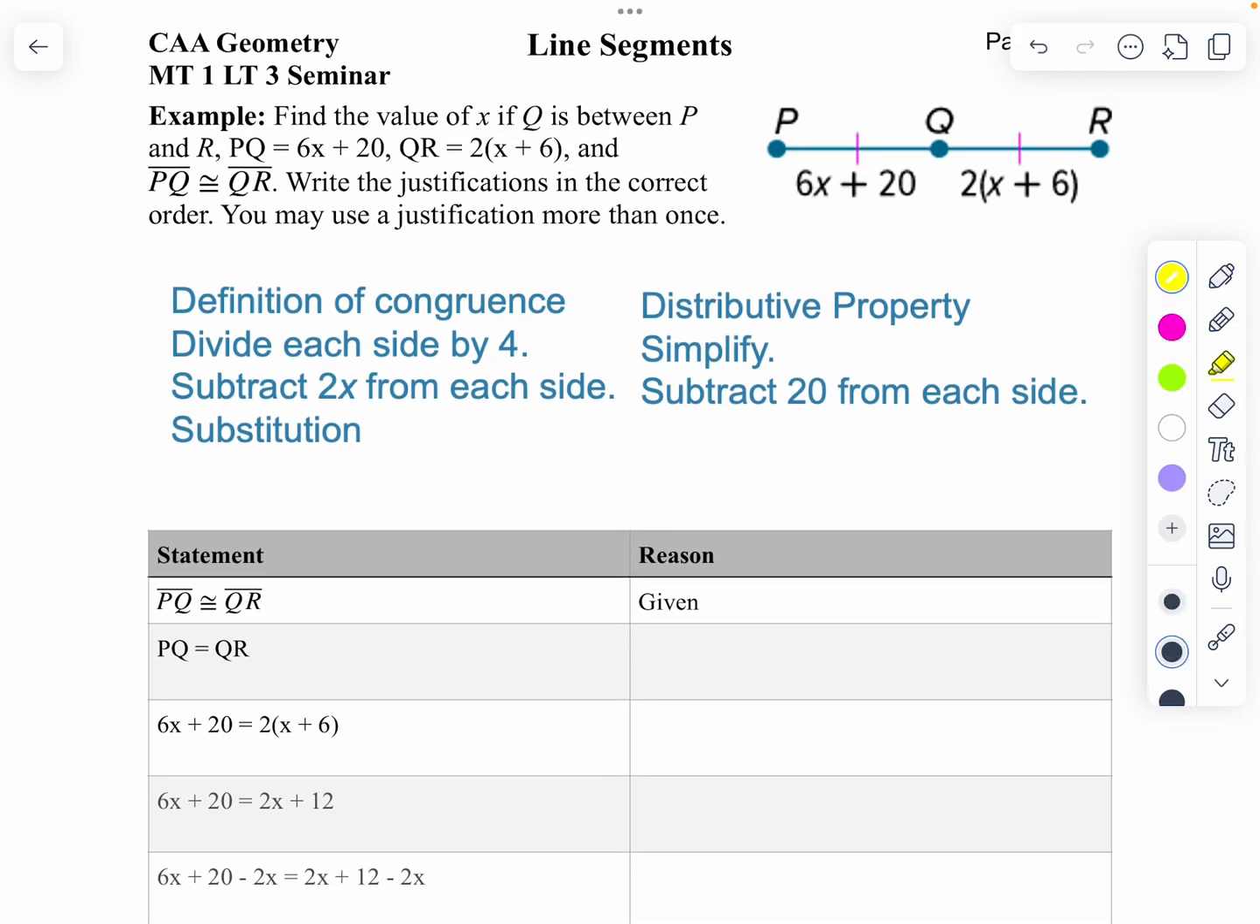Notice we start here with the given. I'm told PQ is congruent to QR. So whenever I know something is true, because I was told it's true, that's going to be given. Then we are going to use these reasons to tell me what we're doing. We'll do a little bit of shortcut when we write them down. First off, from step 1 to step 2, notice I changed that to an equal sign. I can always do that, and that's your first reason on here. Definition of congruence. In this case, they're congruent segments.